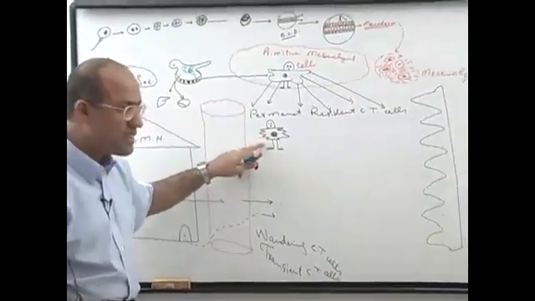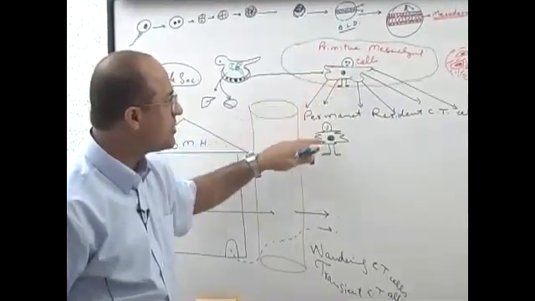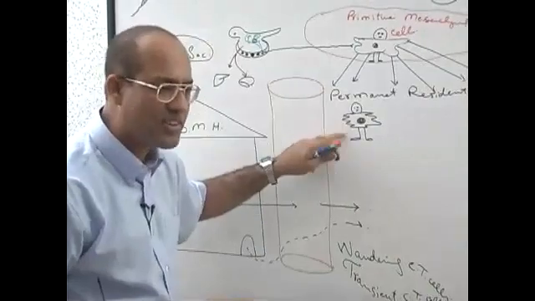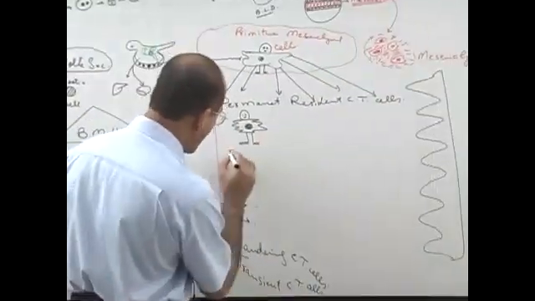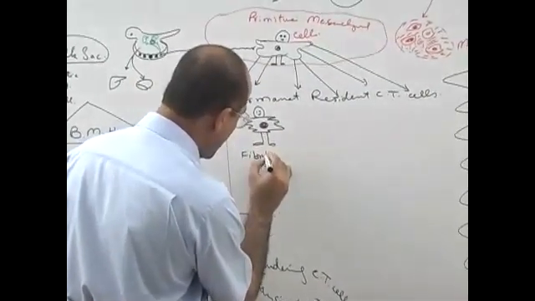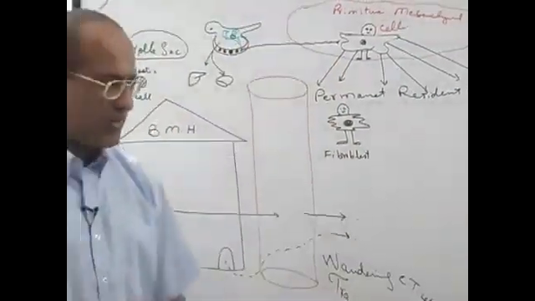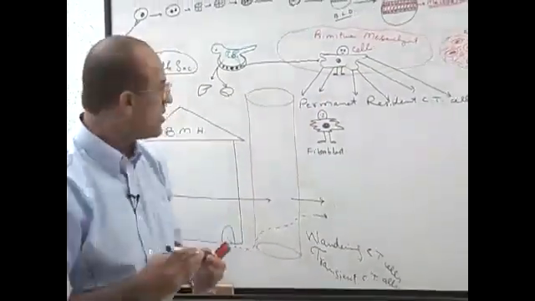This monkey is a special type of cell derived from primitive mesenchymal cell. What is the name of this very special cell? Fibroblast. So what is this? Fibroblast. No difficulty? Okay.